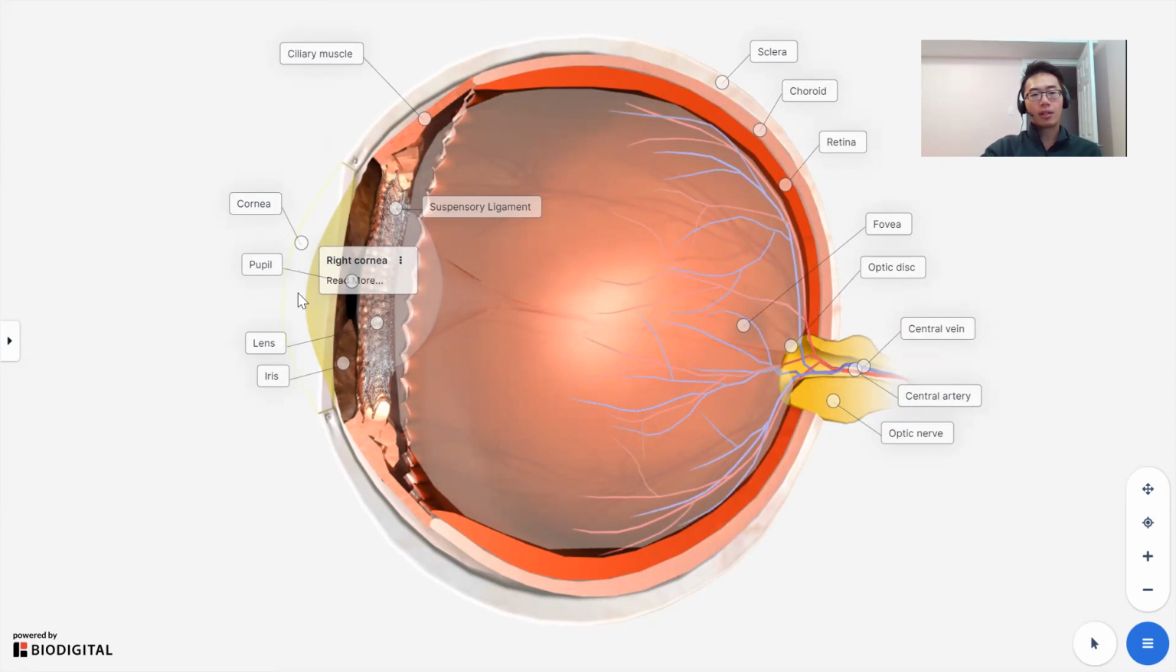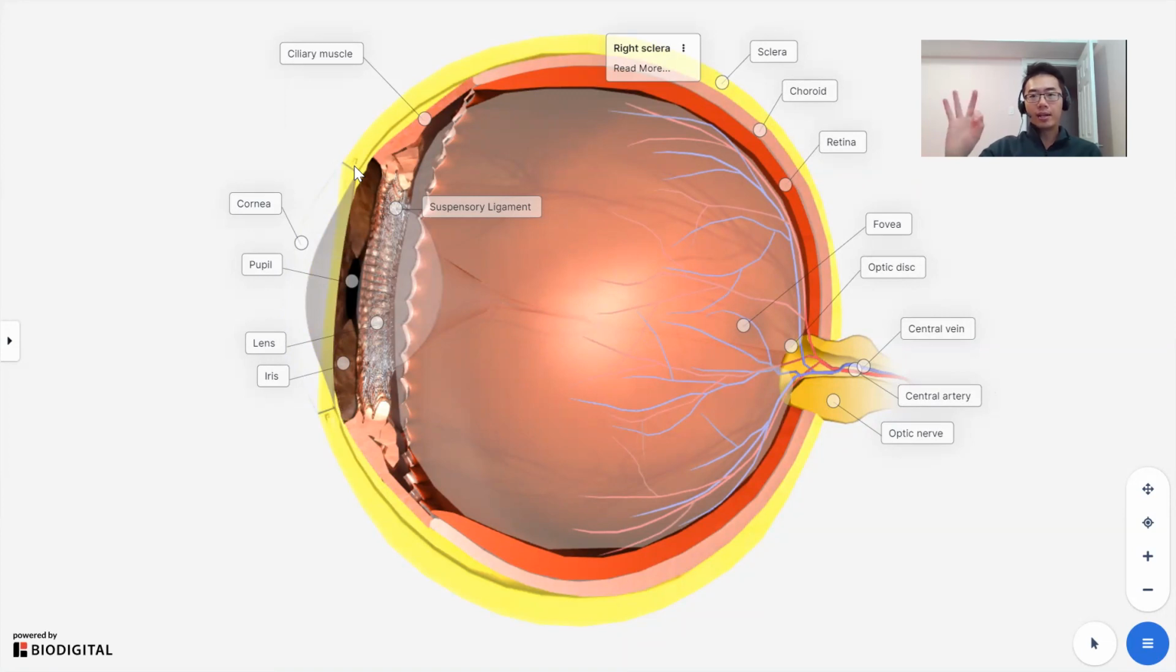Convex, transparent structure that collects light from multiple angles. Kind of like the security mirror in a convenience store, you know, the ones that are at the ceiling of the corner, right? It's a convex mirror. It allows you to see from a wide angle. That's essentially what the cornea does, collects light from a wide angle. And that is the most anterior portion of your sclera.